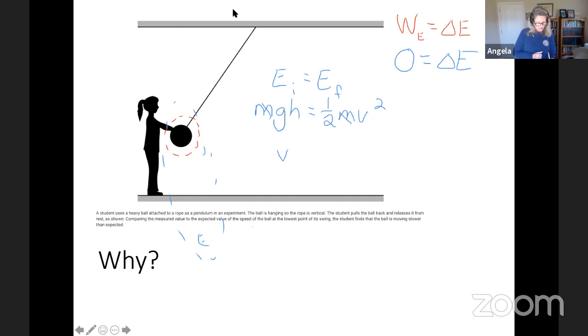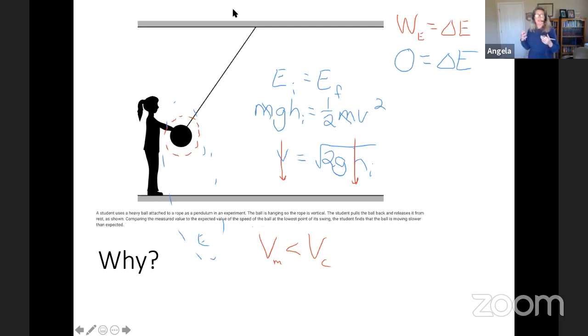So V depends on the height at which you release the ball, right? Because this was height initial. So this is the initial height that you let go of the ball. Okay, so the question is, why is the ball moving slower than expected? If V is small, the initial height must have been smaller, right? So the measured velocity is less than the calculated velocity. So how can you account for that?